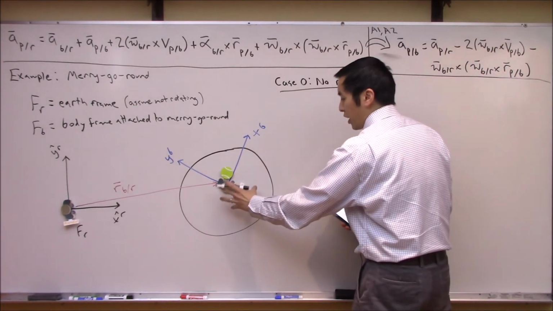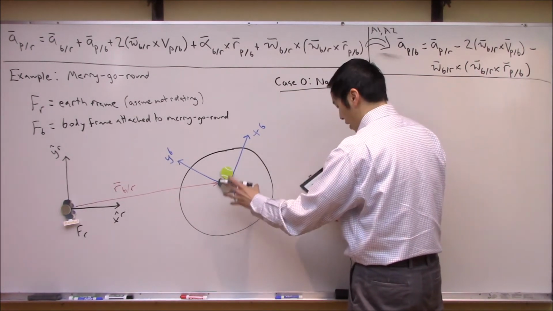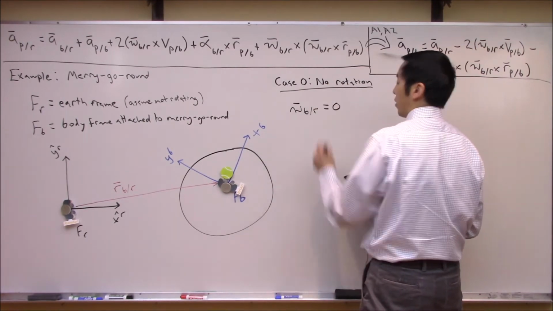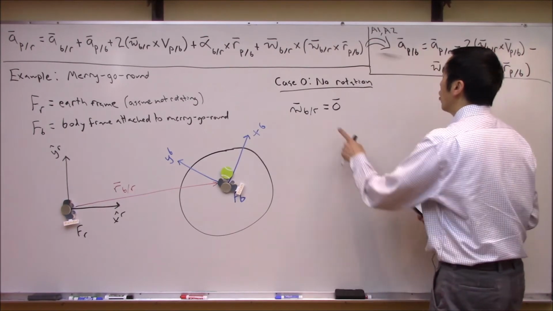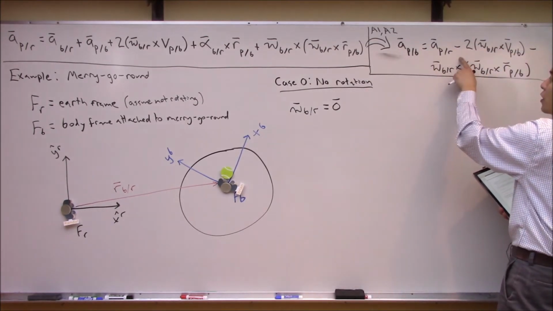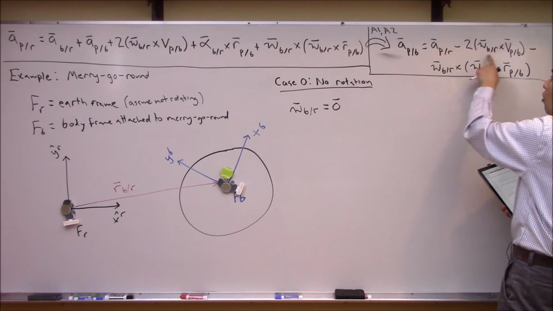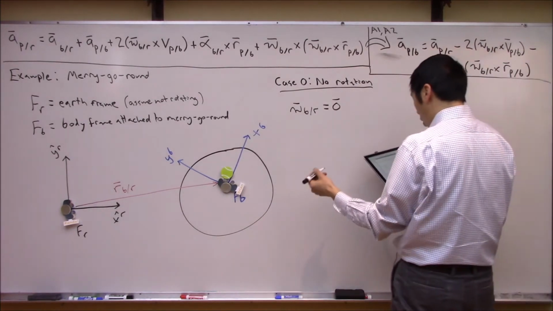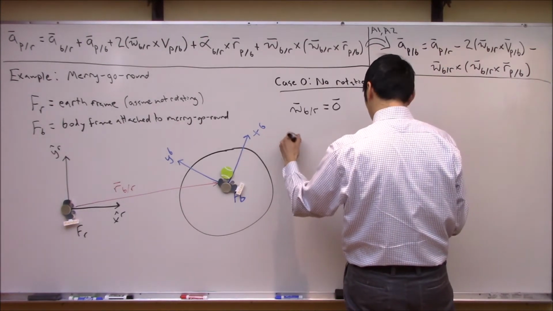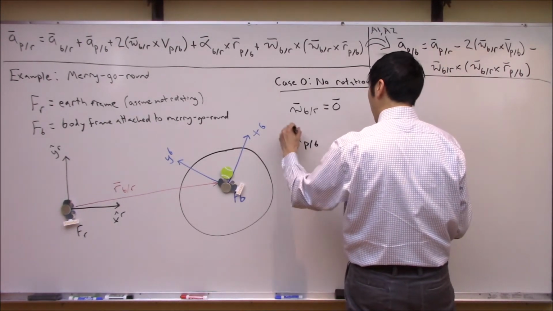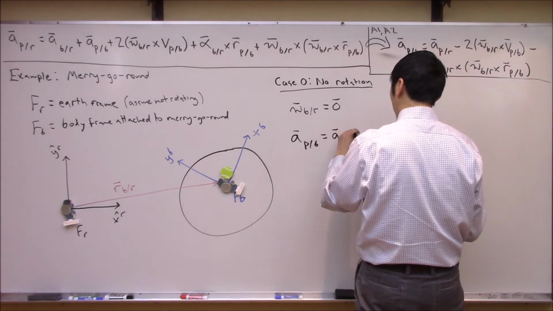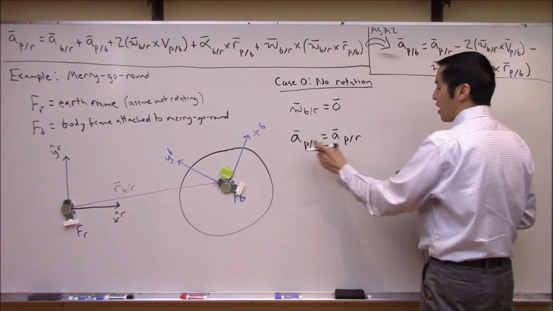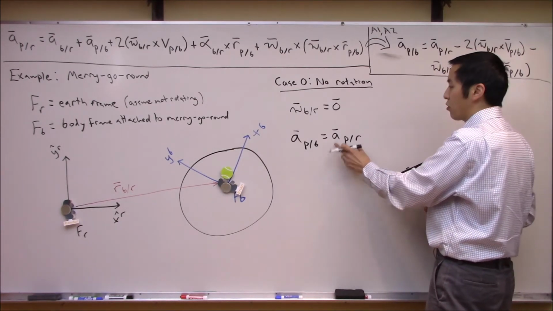Now we can examine case 0 where there's no rotation. So if there's no rotation and the merry-go-round is just sitting here, then omega B with respect to R is equal to 0, a big fat 0 vector. So if you look at our expression for acceleration for the merry-go-round, all the Coriolis and the centrifugal acceleration terms go away. So all we end up with is that A P with respect to B is equal to A P with respect to R. In other words, the acceleration that Brian sees is the exact same acceleration that Randall sees. So there's no difference here.